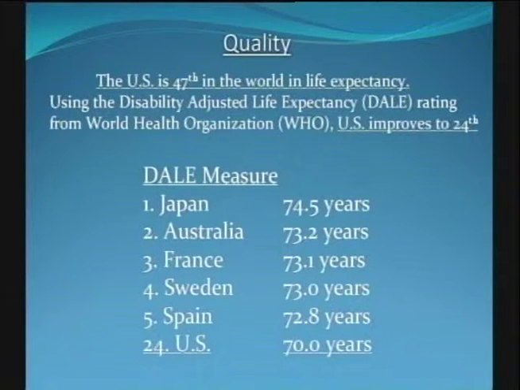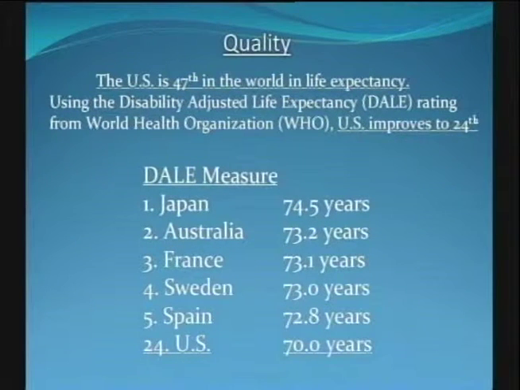We move up to 24th in the world in terms of disability adjusted life expectancy, but we're still behind all of these other developed countries. And I think this is my favorite rating because it looks at quality of life. If you have someone who has a lot of pain and can't move around very much, that's taken into account compared to somebody who is treated and feels better. So 24th in the country.